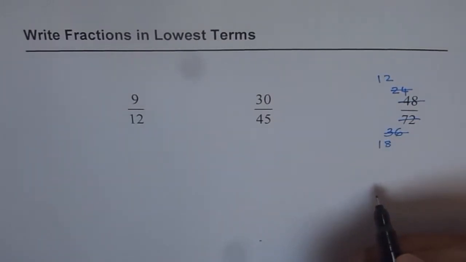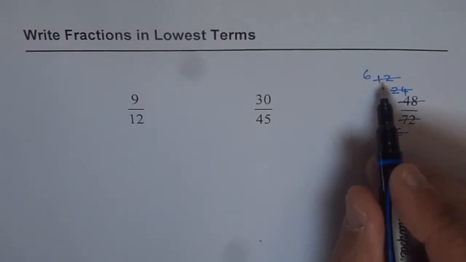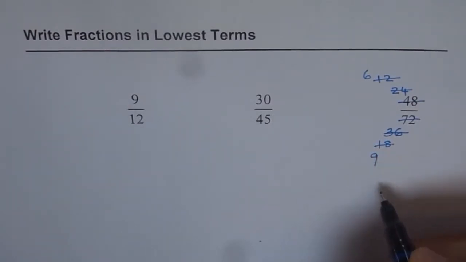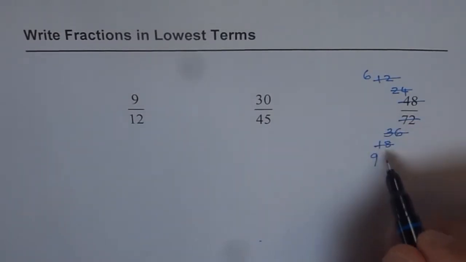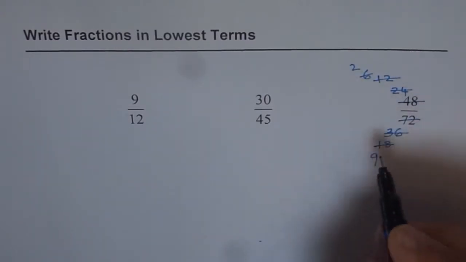These are also even numbers. Let's continue with this process. So we get 2 when you divide into 12, you get 6, and half of 18 is 9. Now do they have any common factors? Yes, they have 3 as a common factor, and we can divide both by 3. So 3 times 2 is 6, and 3 times 3 is 9.